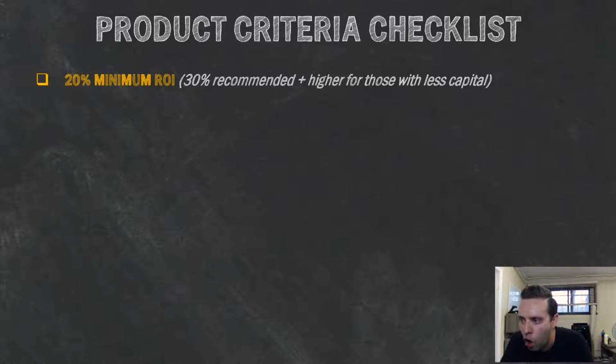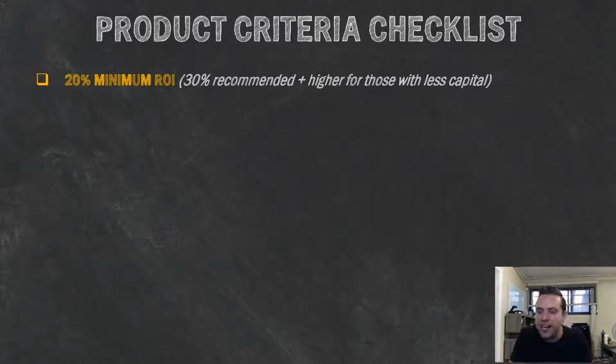20% minimum ROI. That is, again, minimum. In parentheses, you see I recommend 30% or higher for those with less capital, but the absolute minimum that you should be looking for, in my opinion, is 20% minimum ROI. And again, guys, everything has exceptions. If there's an item that has zero prep and you can move thousands of units per month and you really don't have to do much and it's making 15% and you have the money and you can afford it, go for it. That's what I mean by this product criteria is not set in stone.